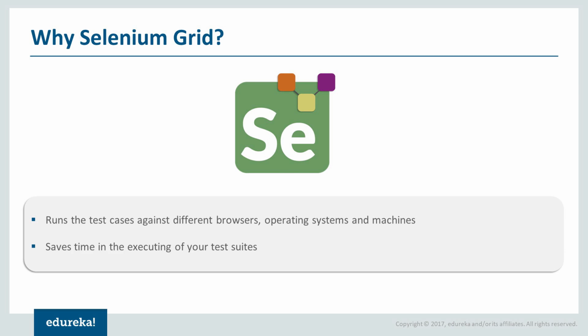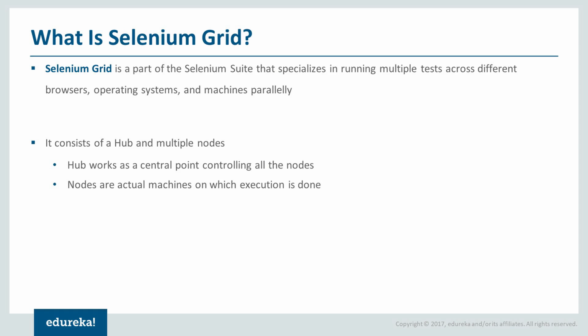run in parallel, right? So Selenium Grid is of course a part of your Selenium suite that specializes in running multiple test scripts on multiple browsers, multiple operating systems, and machines in parallel, right? So as I told you, it consists of a hub and multiple nodes. The hub works as a central point controlling all the nodes, right? And the nodes are actually the machines on which execution is performed.